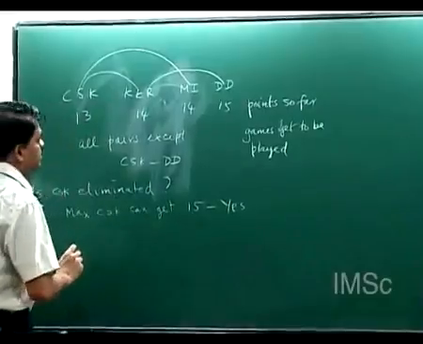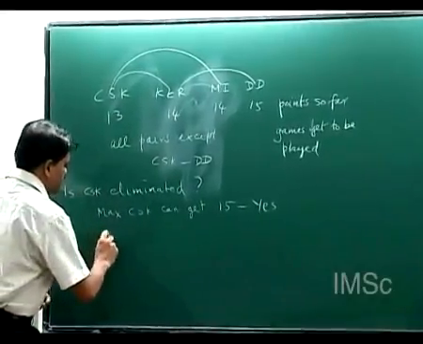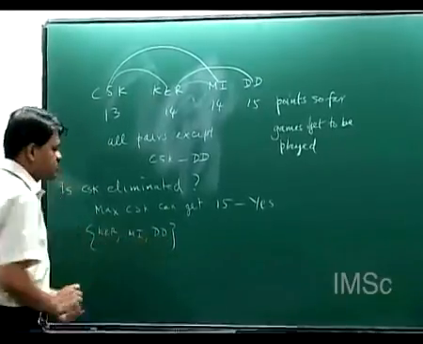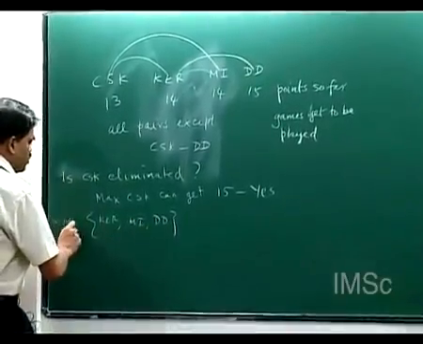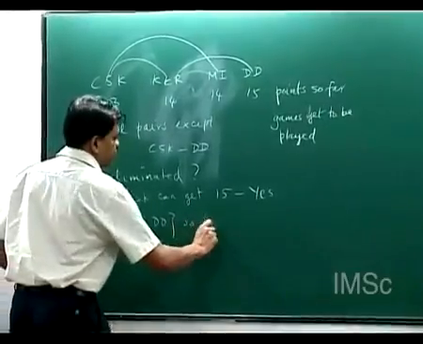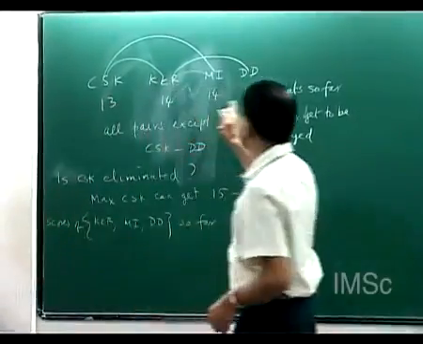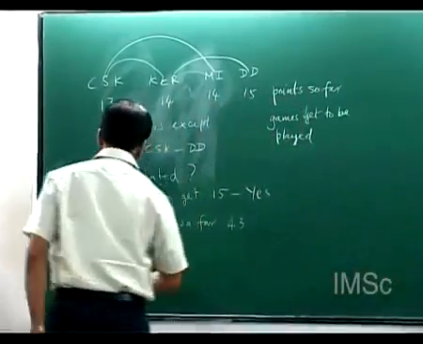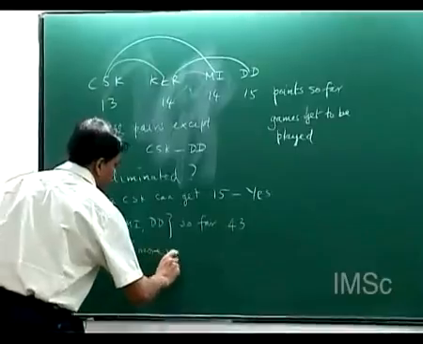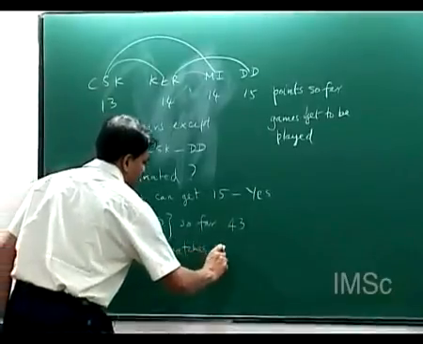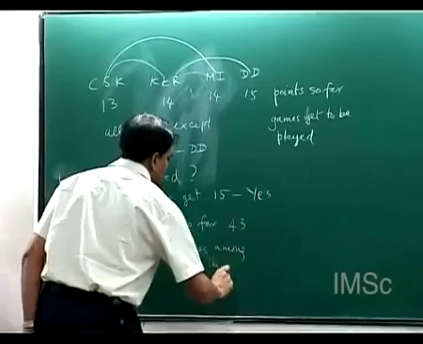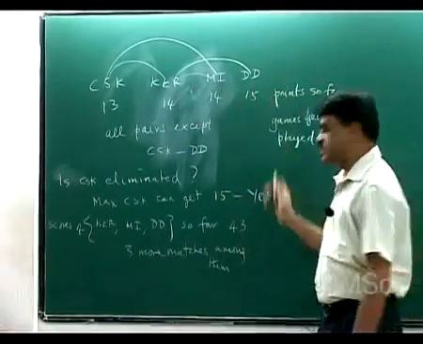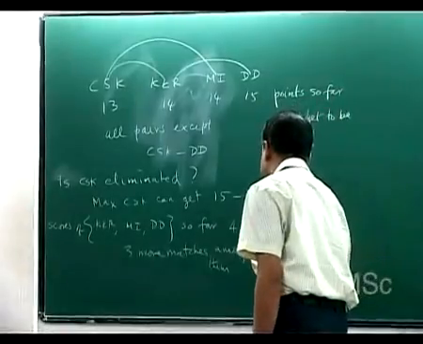Okay. Look at this set. What is their score so far? The total score so far is 43. Okay. And 3 more matches among them, which means 3 more wins are there. Somebody is going to win out of the 3. So, totally that makes it 46.